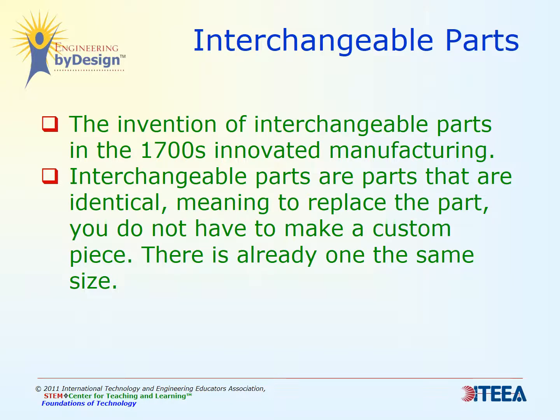Interchangeable parts. Now, when we look at interchangeable parts, the invention of interchangeable parts was done in the 1700s. It increased manufacturing. Now we have innovative ideas that are coming forward. Interchangeable parts are parts that are identical, meant to replace the original part. You do not have to make a custom piece. There's already one the same size available.